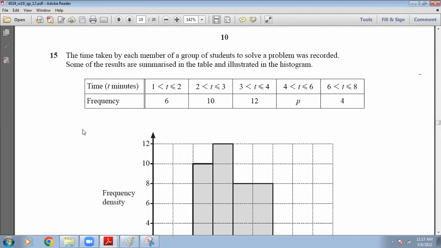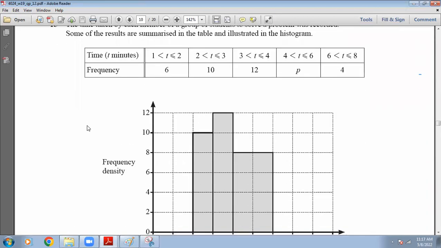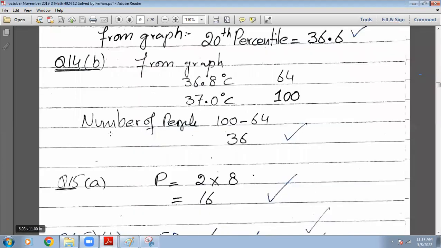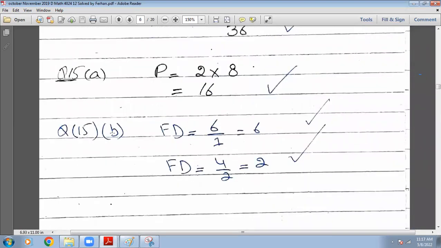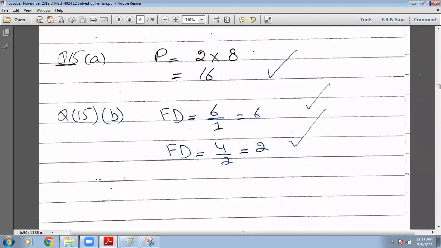Okay, here we have the time taken. I don't know if I have. Okay, I have taken that. Okay, so we are going to the next question.